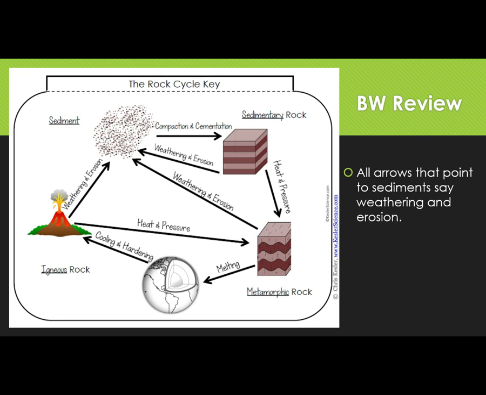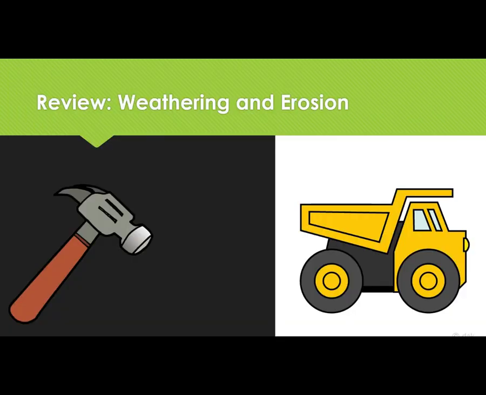That's because in order to get sediments, you need to weather and erode rocks. We can see the lines coming from metamorphic rocks, sedimentary rocks, and igneous rocks. To create sediments, all three of these types of rocks need to go under a process of weathering and erosion. So we're going to do a quick review on what weathering and erosion means.